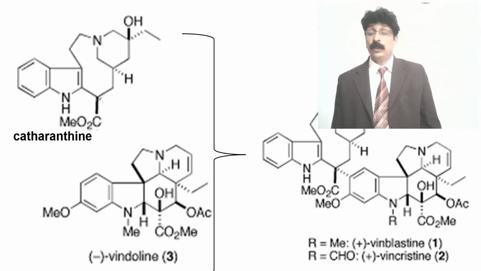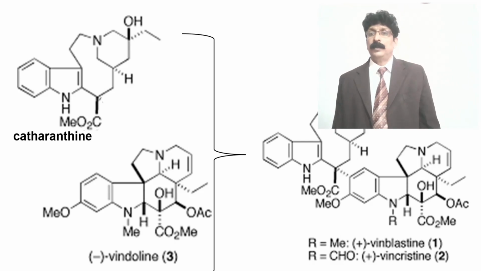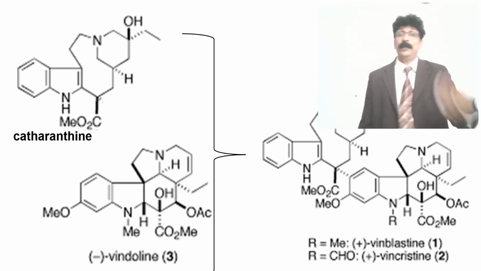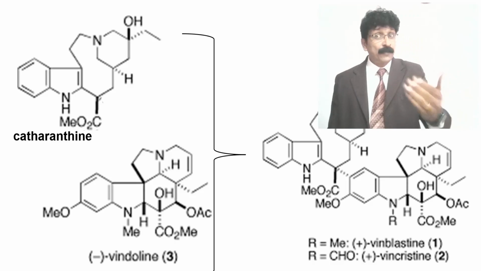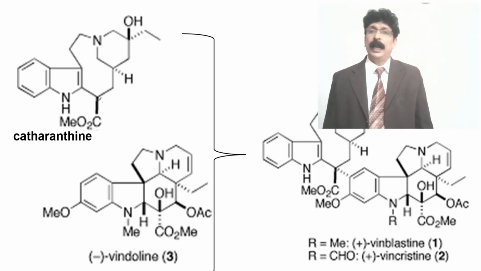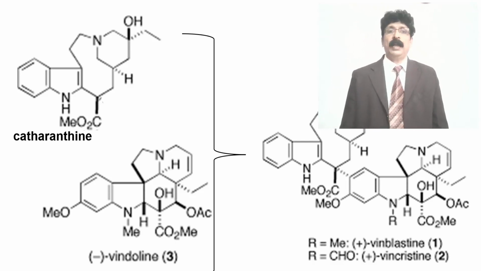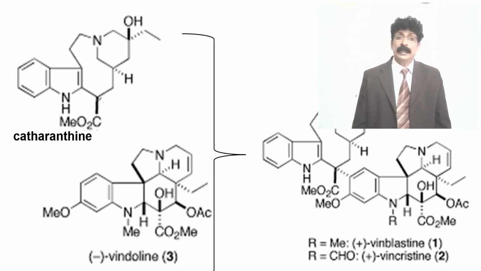Both of them are dextrorotative, that's why we put positive. And the structural formula, as I told previously, is similar, but they are not identical. They have a small substitutional difference, methyl and aldehyde group. That is what students should remember about vincristine and vinblastine. They are formed from catharanthine and vindoline.